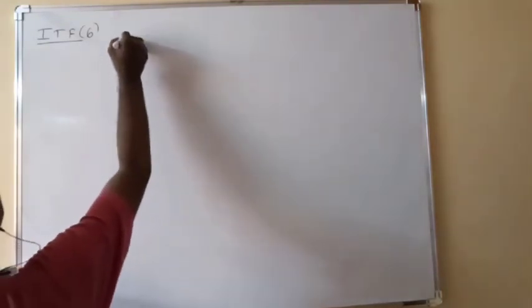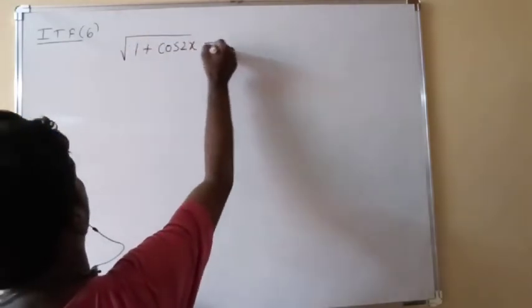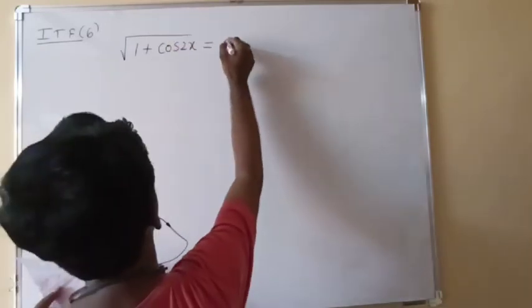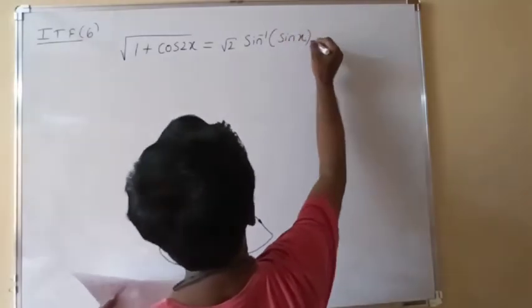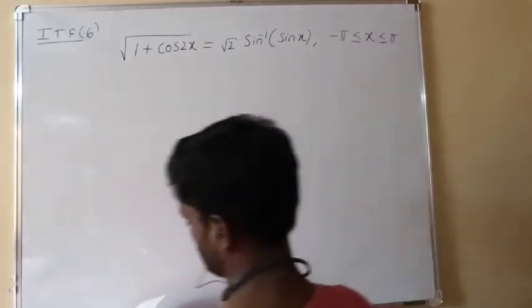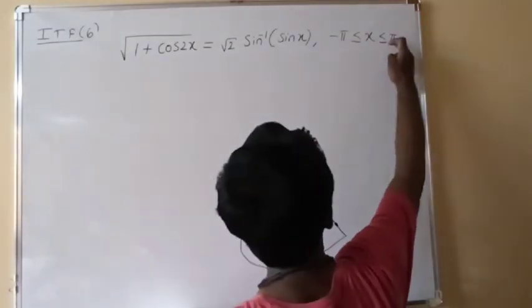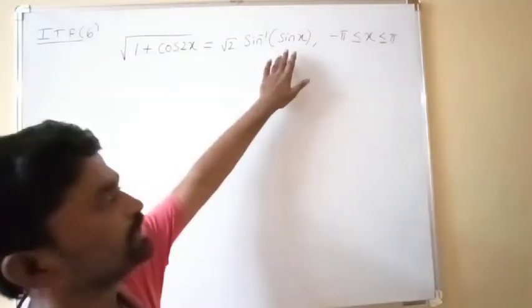So listen carefully. The number of real solutions of the equation root of 1 plus cos 2x is equal to root 2 into sine inverse of sine x, where x lies between minus pi and plus pi. Here we can't write sine inverse of sine x is x.